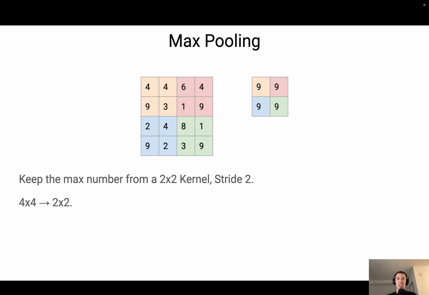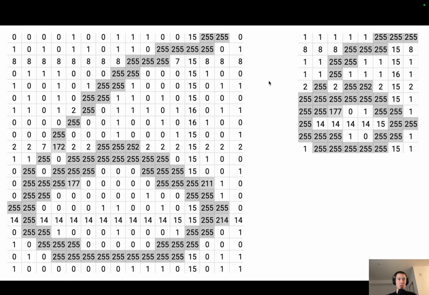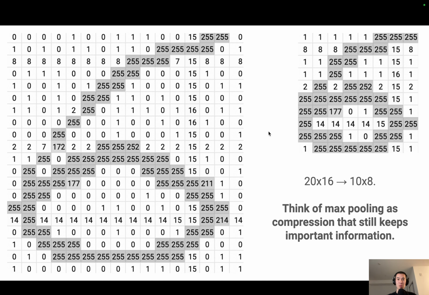So how is this useful? Why should we care? Well, imagine we have this image of a 6, where the number 255 is like a gray color and 0 is like a white color. After max pooling, the size went from 20 by 16 to 10 by 8, and the 6 is very much recognizable. So think of max pooling as compression that still keeps important information. In this case, the 6 is still recognizable despite the compression.